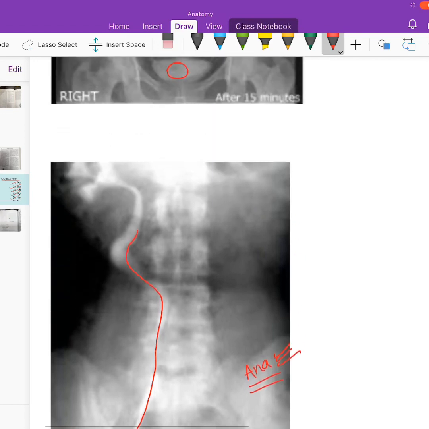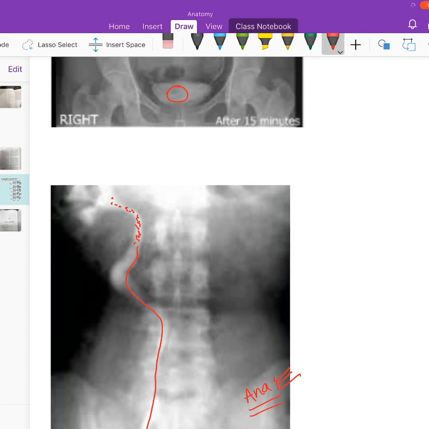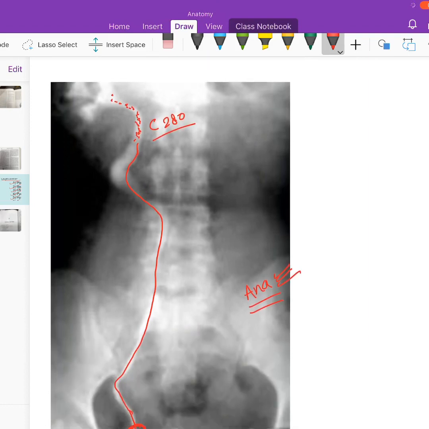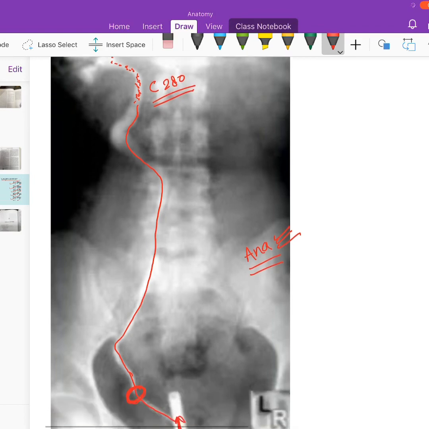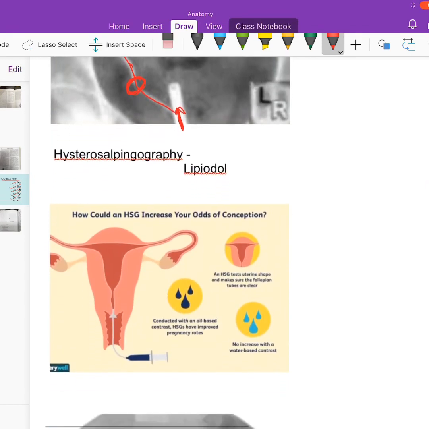And through this catheter, we introduce 5 to 10 ml of sterile solution of sodium iodide, or we can say Conray 280. And after introducing the dye, we will take a radiograph, and this radiograph is known as ascending pyelogram. Now come to the next radiograph.